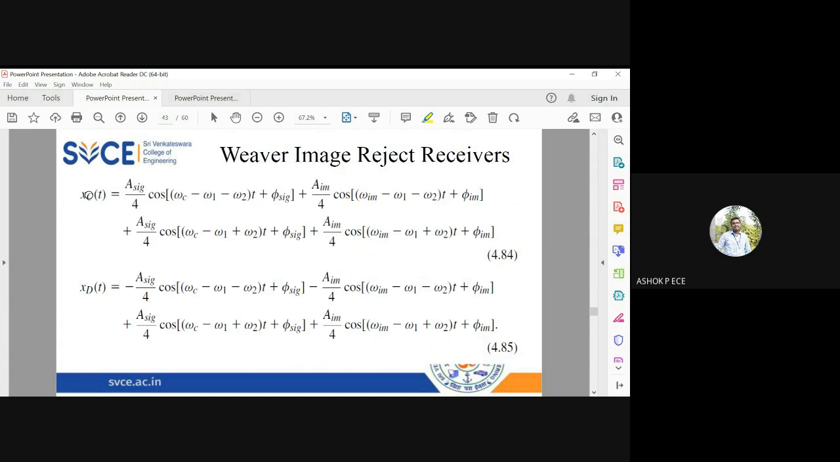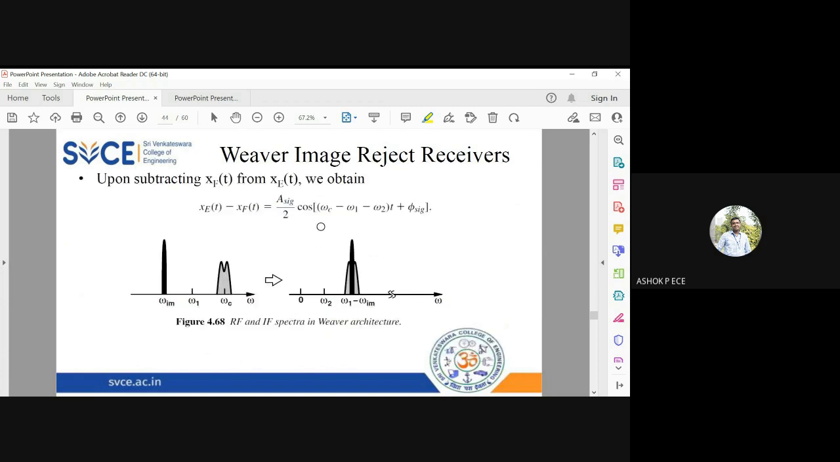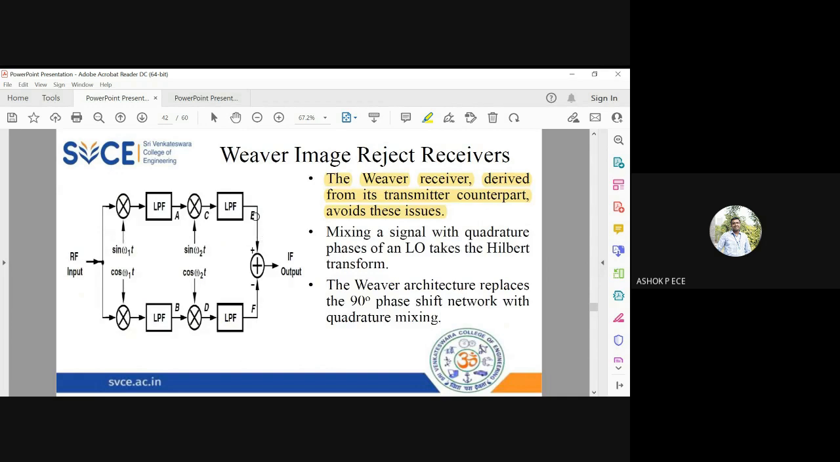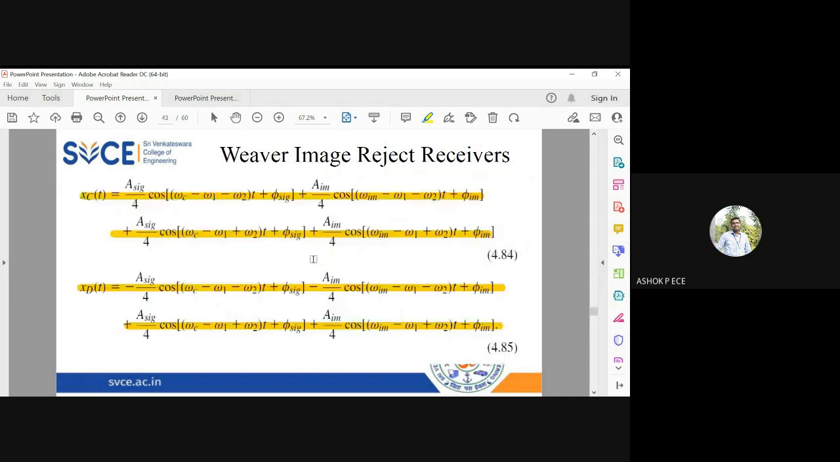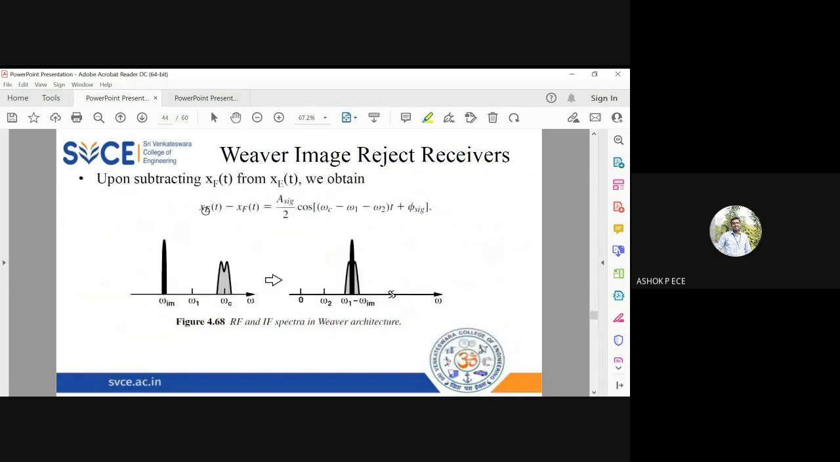In the same way, you can apply the equations as we saw. A and B will be the same because the architecture is the same. C is going to be the phase shifted version of A, and D is going to be the phase shifted version of B. You have four components because we are going to mix with one more frequency omega 2. You can see here, I'm going to subtract XC from XF. When you subtract XC and XF, you will see beautifully the signal is obtained here, whereas the image is going to be completely rejected.